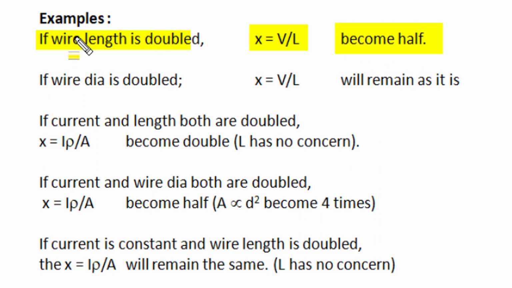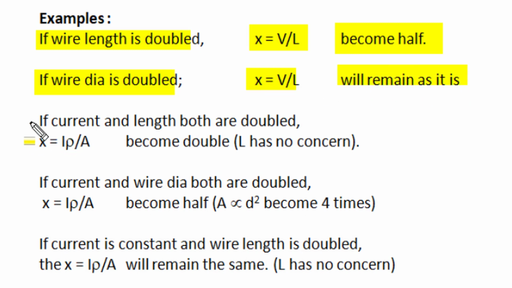In the second case, we are given that the diameter of the potentiometer wire is doubled. We have to find out the change in its potential gradient. Since nothing about current and voltage is specified, we can presume the voltage across L length of wire is constant and our potential gradient formula is V by L, and in this relation wire diameter has no concern, so potential gradient will remain as it is.